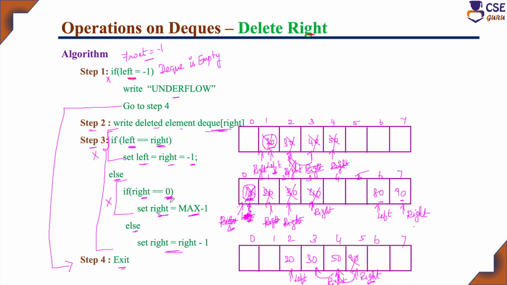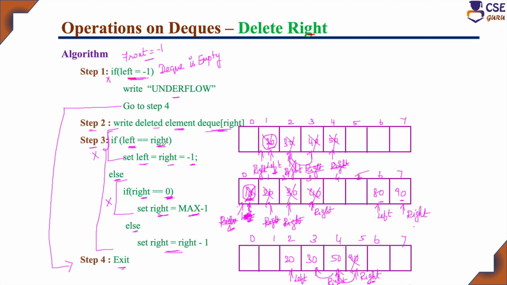So here, these are all the 3 cases for the delete right operation. First, before implementing any delete operation, you have to check for an empty queue. As in the normal queue data structure, in the DQ data structure also, you have to check for an empty queue or DQ. So the empty DQ condition is left = -1. If this condition is true, in that case, the DQ data structure is empty. Just write an underflow message and exit. Otherwise, whatever element you are going to delete, just print that element.